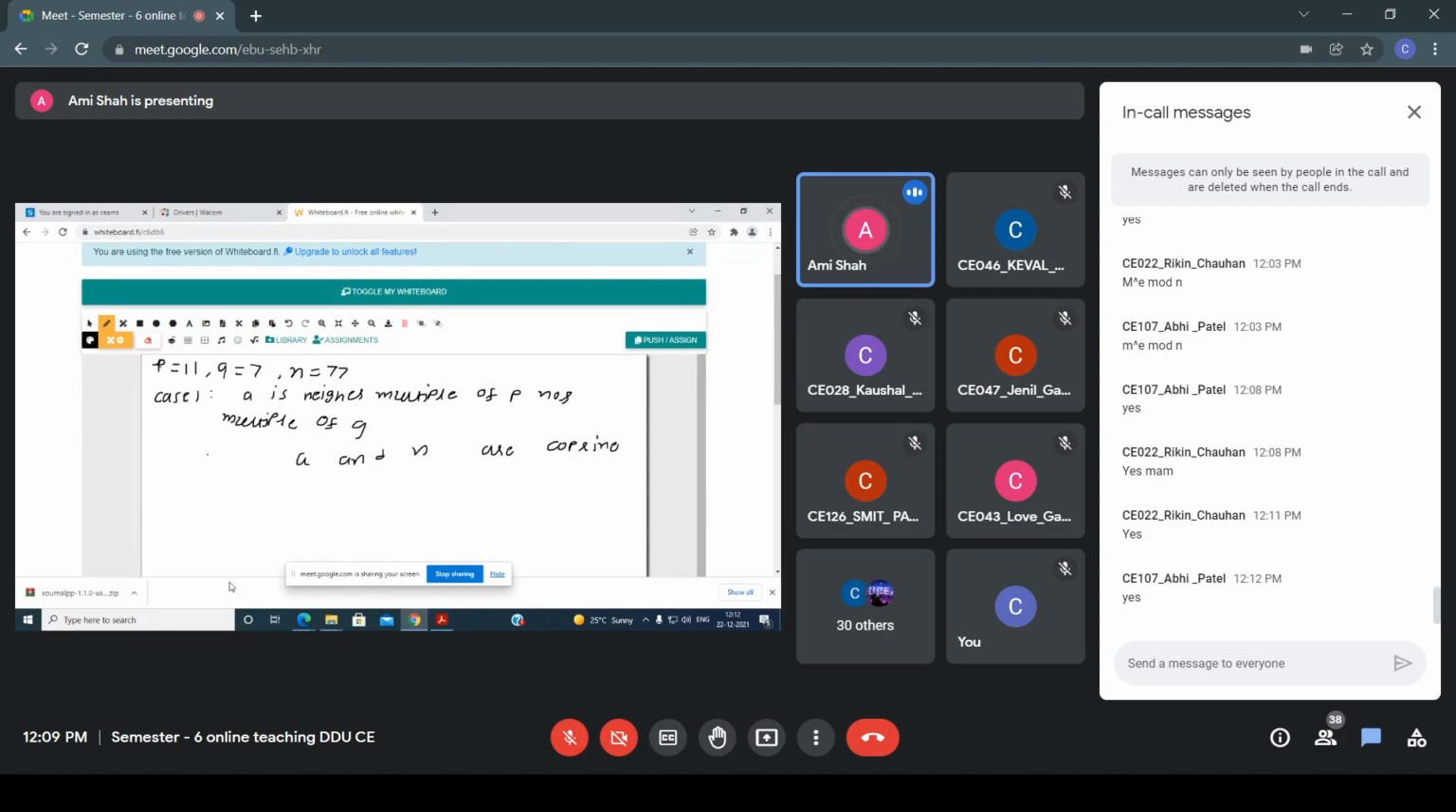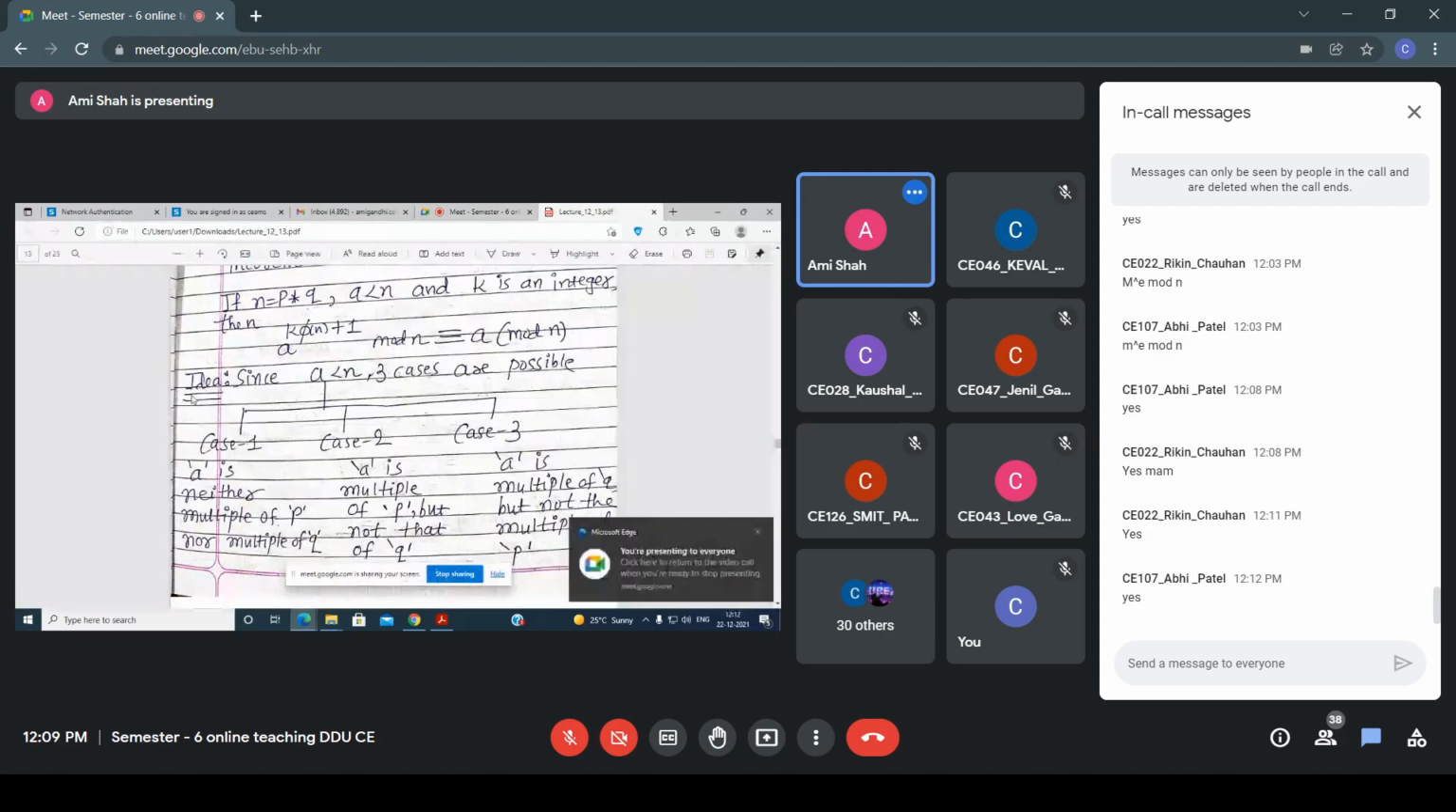Now what I want to prove, all of you know that. I want to prove that if I am taking a raised to k phi n plus 1 mod n, then how I can achieve this a mod n. So now I'm taking the first case. If a is neither a multiple of p nor a multiple of q, then a and n are co-prime, and if a and n are co-prime, the GCD of a and n is 1. So from this equation, how can I prove this a mod n? That I will show you.